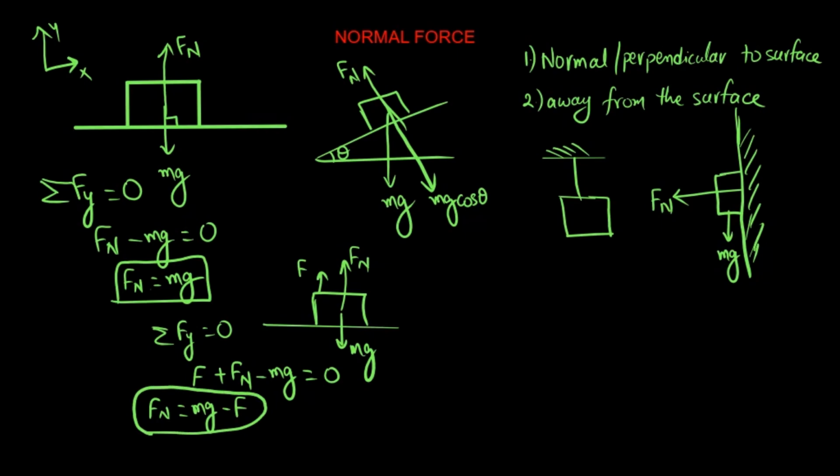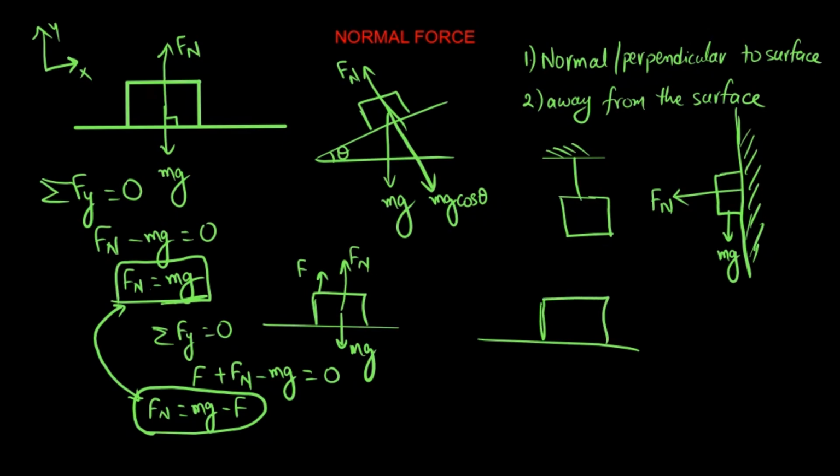Compare this with the original situation. Notice that Fn in this case is now mg minus of the new force that was applied. Compared to the first case, the value of Fn has decreased. Mg, now it is mg minus F. Fn has decreased. So we can say that when an additional force acting upward is applied, then the value of normal force will decrease.